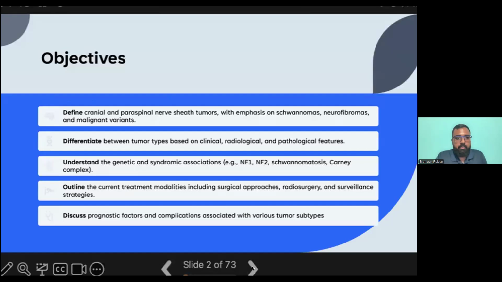Firstly, objectives. We'll define cranial and paraspinal nerve sheath tumors with emphasis on schwannomas, neurofibromas, and malignant variants. We'll differentiate between tumor types based on clinical, radiological, and pathological features. Understand the genetic and syndromic associations, such as NF1 and 2, schwannomatosis, Carney complex. Outline the current treatment modalities, including surgical approaches, radiosurgery, and surveillance strategies, and discuss the prognostic factors and complications associated with various tumor subtypes.